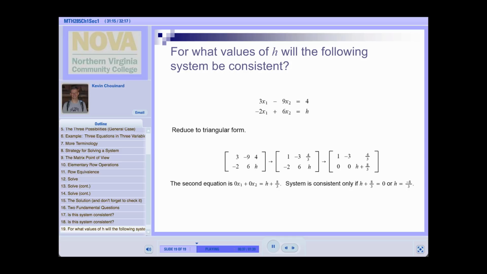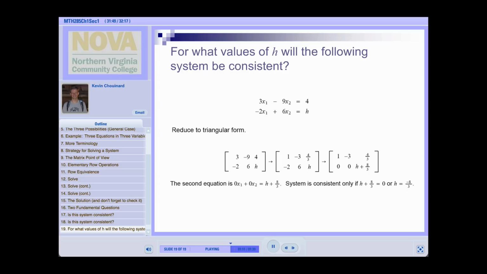Then we can take negative 2 times the first row. And this is as we move from that second augmented matrix to the third one here. Take 2 times the first row and add it to the second row. When we do that, when I add 2 times the first row to the second row, 2 and negative 2 are going to combine to give me 0. Negative 6 and positive 6 are going to combine to give me 0. And 8/3 together with h are going to combine to give us h plus 8/3.